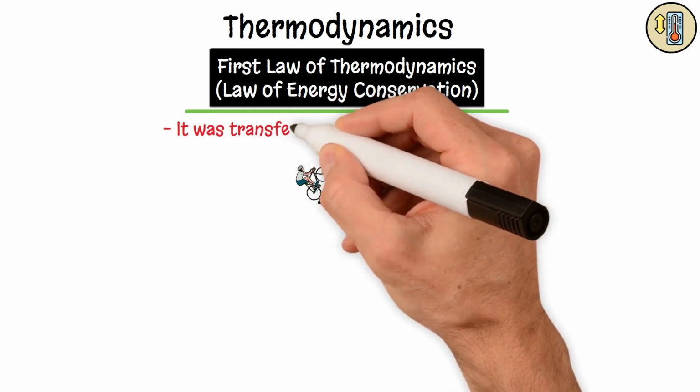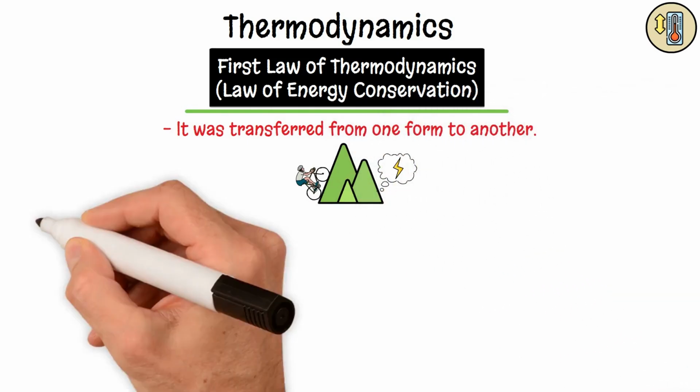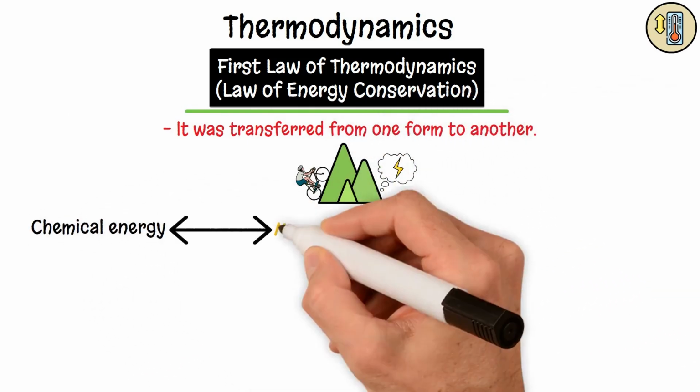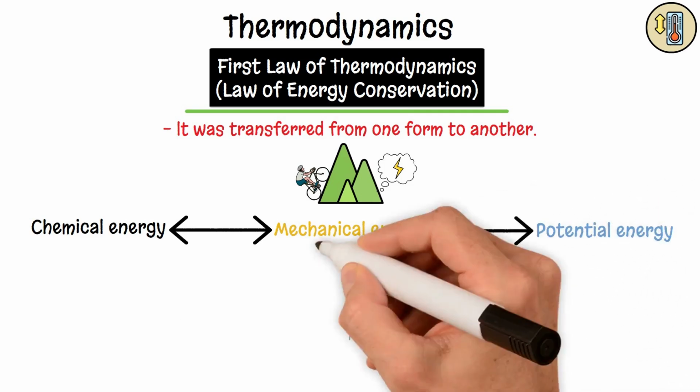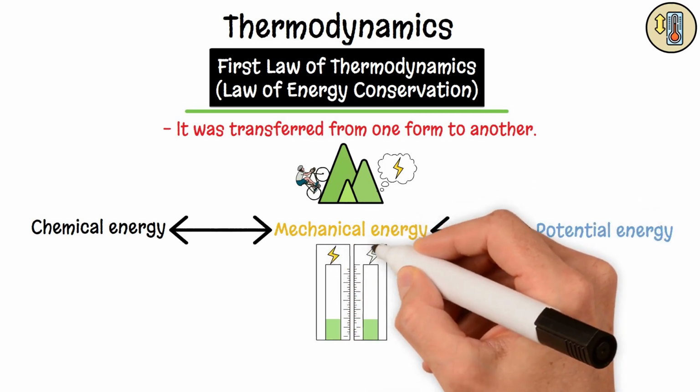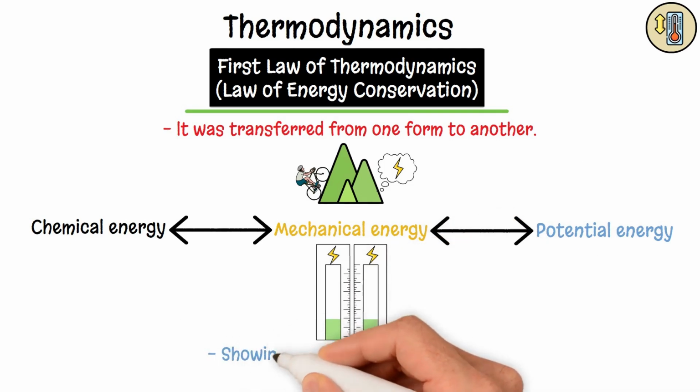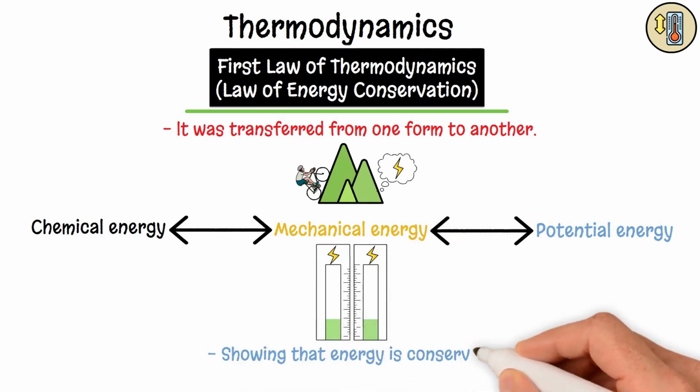Instead, it was transferred from one form to another, from chemical energy in your muscles to mechanical energy of pedaling, and then to potential energy as you gain height. The total amount of energy remains the same throughout the process, showing that energy is conserved.